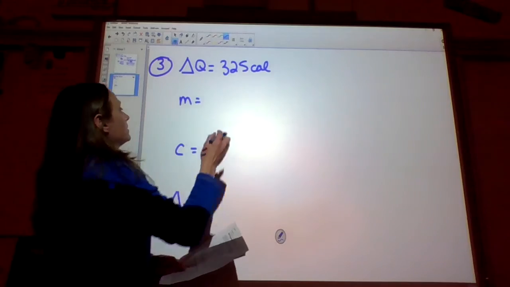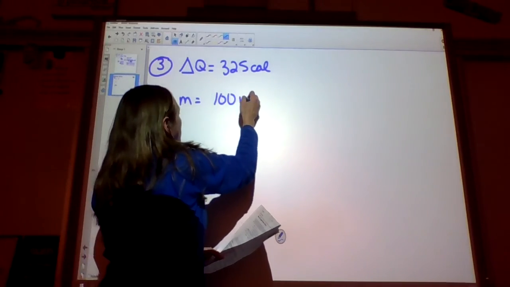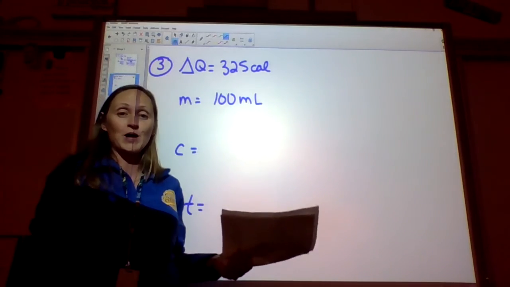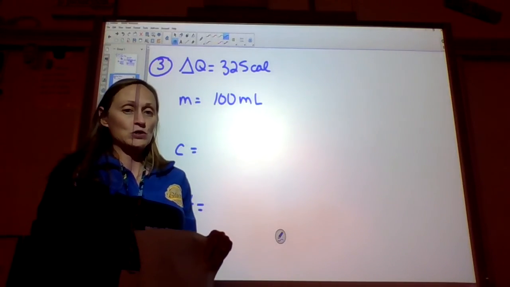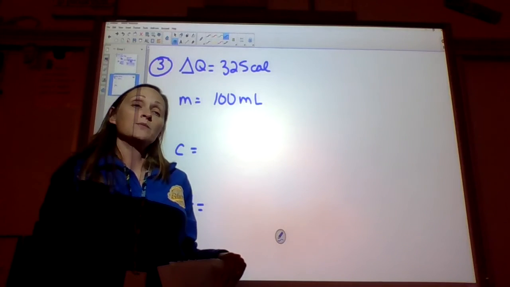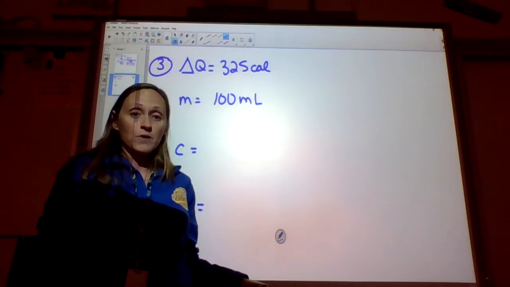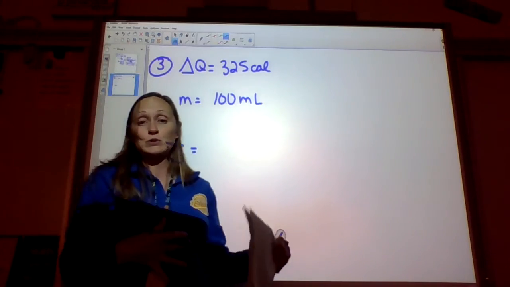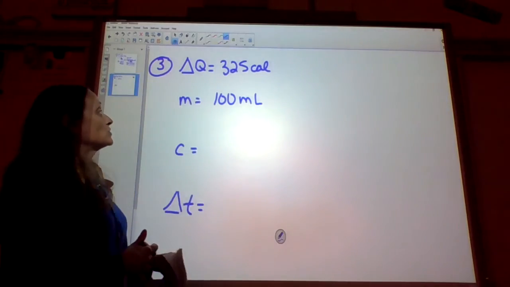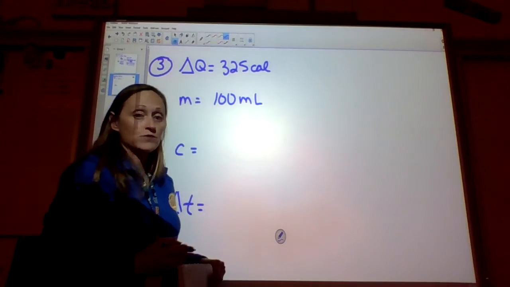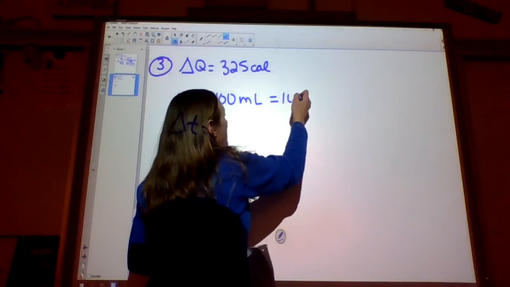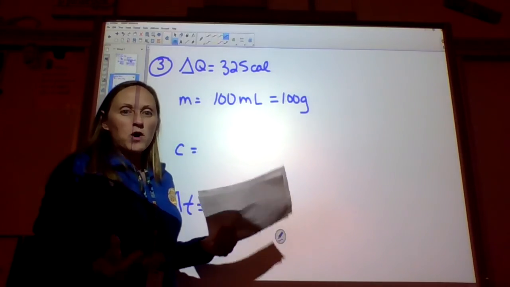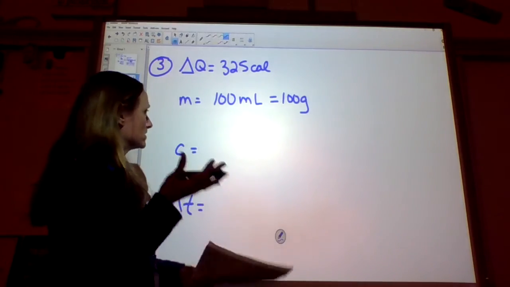We have 100 milliliters of water. Now, the really cool thing about water, and I don't know if you remember this when we studied the metric units, is that water has a mass of 1 gram that's equal to 1 milliliter of water. So it's a 1-to-1 relationship. If we have 100 milliliters of water, that means we have 100 grams of water. That's a pretty cool thing about water and why water is so easy to work with here, because it's 1-to-1.